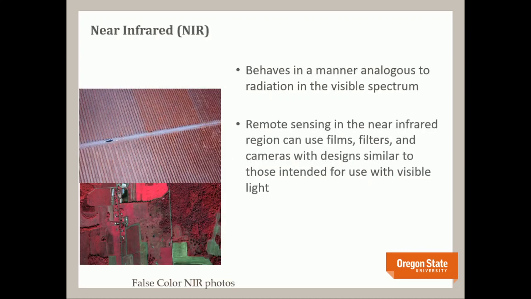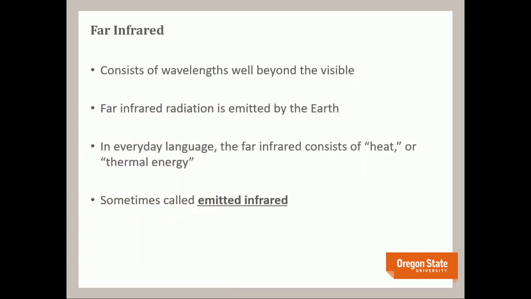Near infrared behaves in a manner analogous to radiation in the visible spectrum. Remote sensing in the near infrared region can use films, filters, and cameras with designs similar to those intended for use with visible light. The picture presented is a false color near infrared photo.